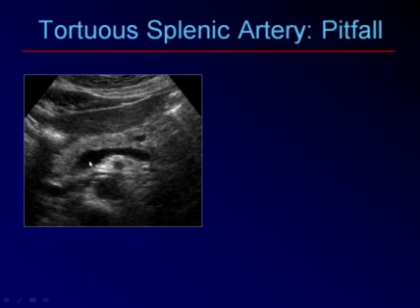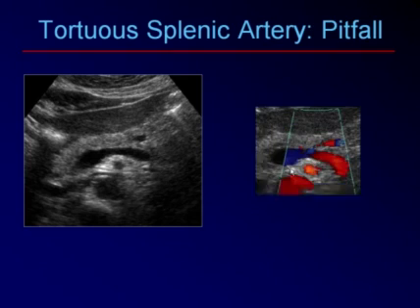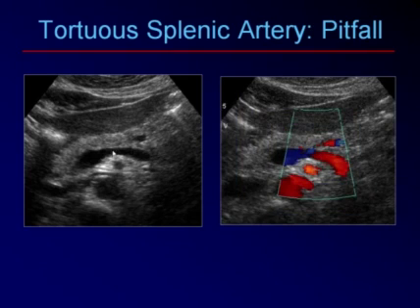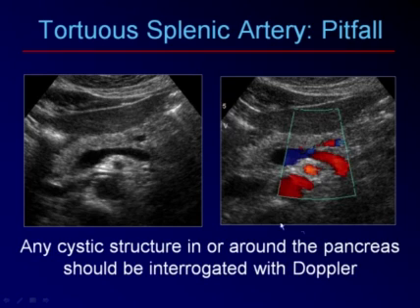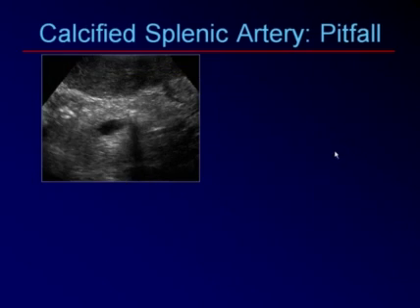Now this is something to remember, because there's a pitfall that can occur with this splenic artery. If you ever see a little cystic mass in the pancreas, the first thing you should think is, could this possibly be a piece of the artery that's weaving in and out? You turn on the Doppler, and sure enough, this was just the splenic artery. Any cystic structure in or around the pancreas should be interrogated with color Doppler at least.